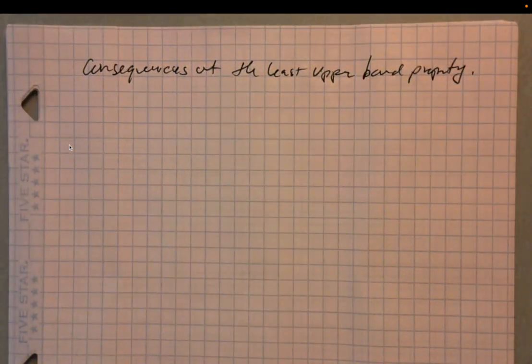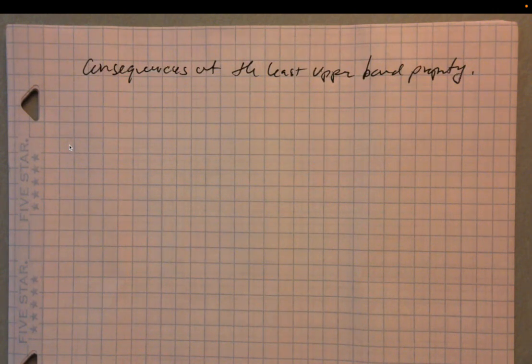Now, the things that we're going to look at are properties of the real numbers that are usually taken for granted. You usually don't even think that you should question these things. That's what it means for something to be taken for granted.